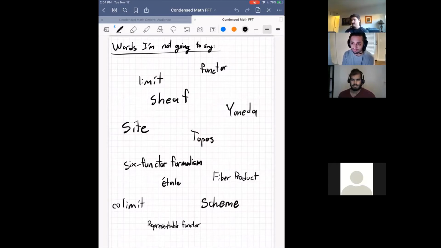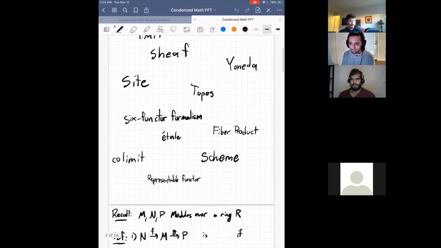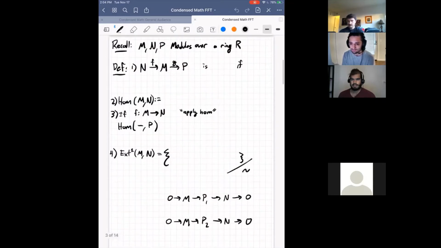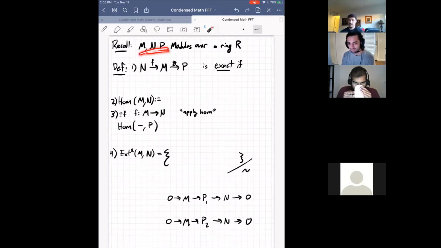But what I want to do in this talk is just give a very general introduction to what the idea is. So let's recall some algebra. If anyone has any questions, please feel free to interrupt. Let me just recall some terminology. We want to talk about exact sequences. So let's consider some modules over our favorite ring.